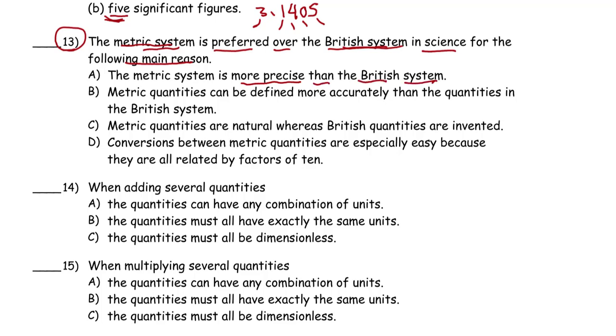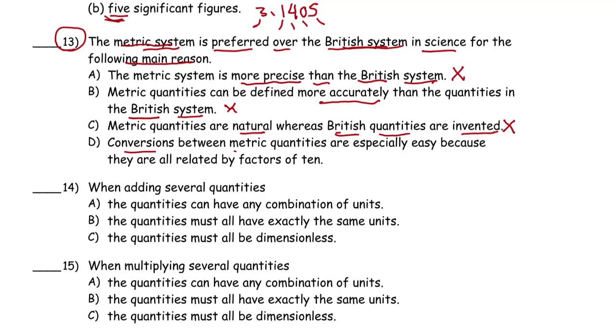No. British system? No. All of them are precise, so this is wrong. Metric quantities can be defined more accurately than the quantities in the British system. All quantities you can define accurately, so this is wrong. Metric quantities are natural, where British quantities are invented. Wrong. The British quantities are related to the feet, so this is wrong.